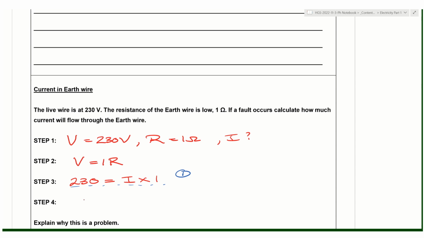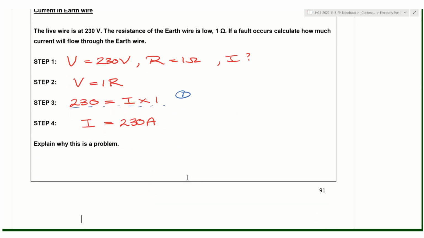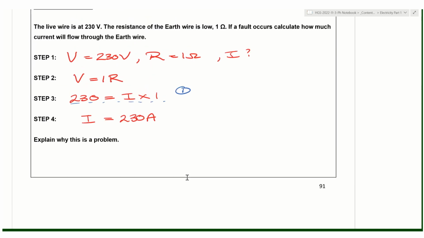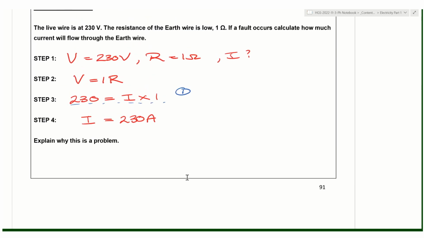Next step is where I do the calculation. I might have to divide through by this number, but in this case it's 1, so it's very much easier. So that gives me 230 amps. 230 amps is a very, very large current. The maximum current you would be using in the science lab would be maybe an amp or an amp and a half. This is 200 times larger than any current you would see in your science lab.